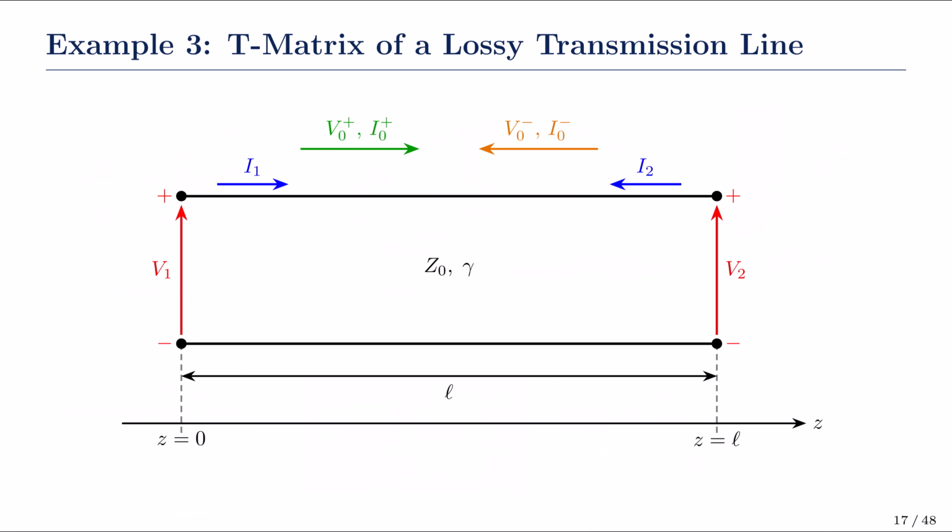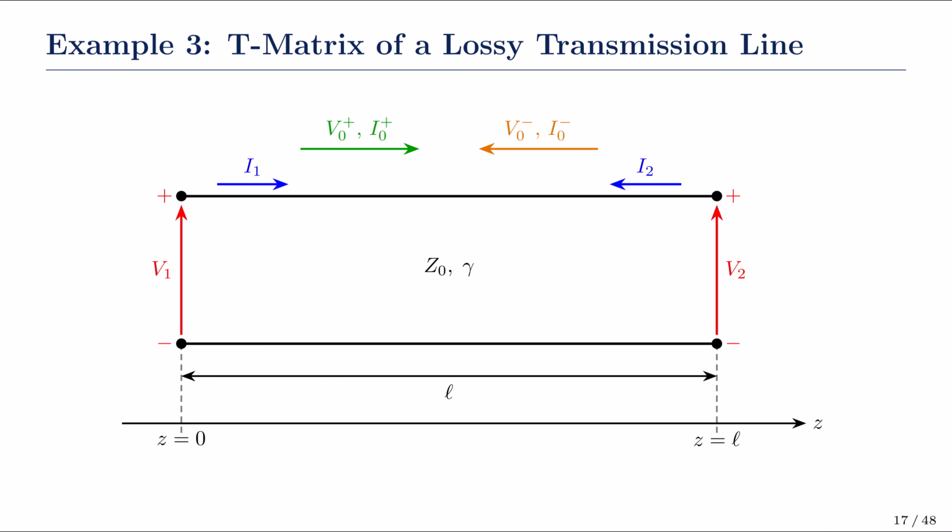We now consider the actual two-port model of the lossy line. At the input, or port 1, the voltage and current are V1 and I1. At the output, or port 2, they are V2 and I2. The line has characteristic impedance Z0, propagation constant gamma, and length L.